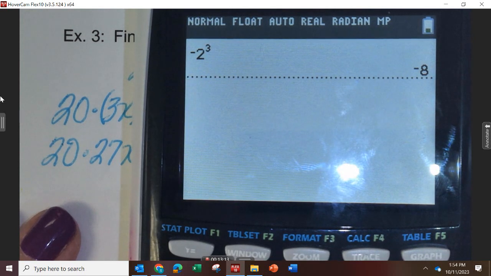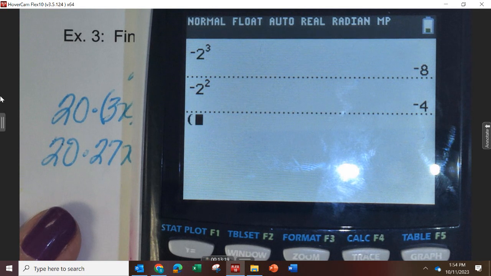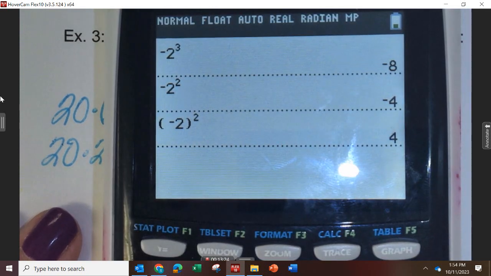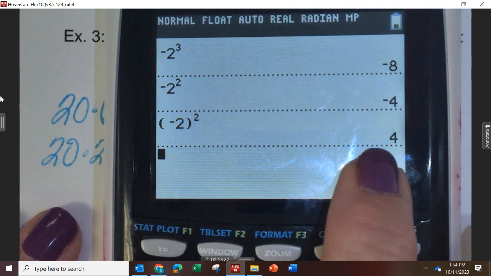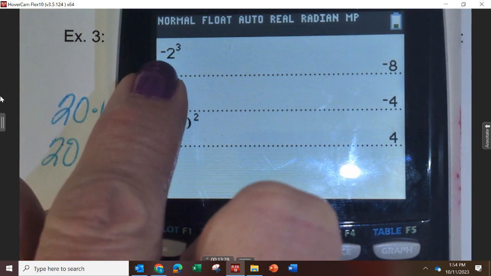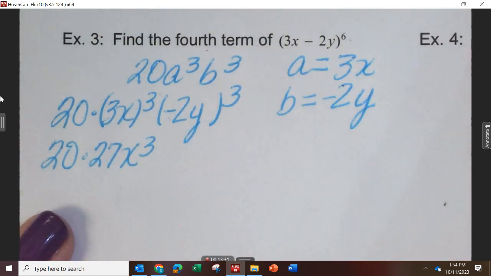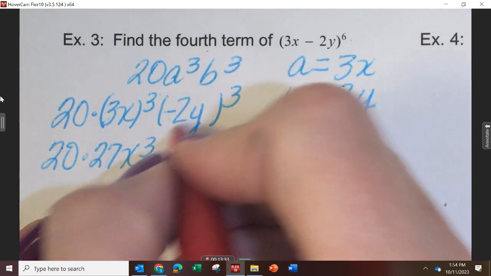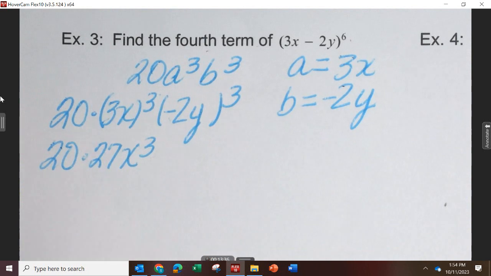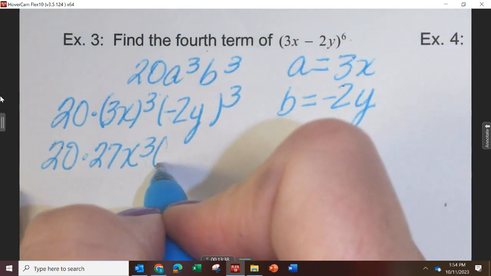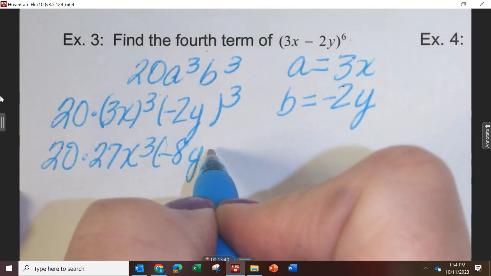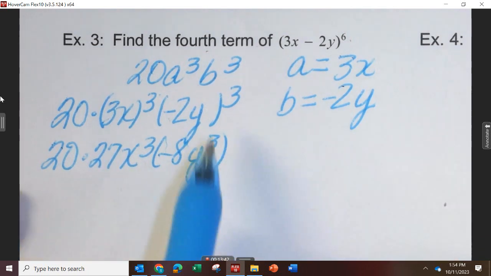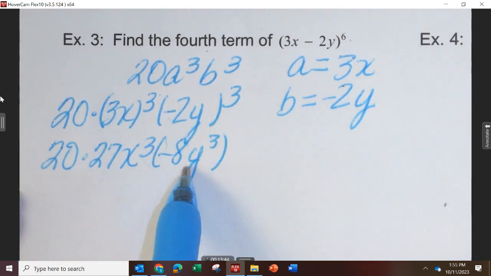Parentheses. Because look, is negative 2 squared negative 4? No. I have to put it in parentheses if I'm going to square it. Negative 2 squared is positive 4. So really, even if I'm doing this, I should put it in parentheses. Just wanted to point that out. So this is negative 8y cubed. When I cube that, cube that, cube that.